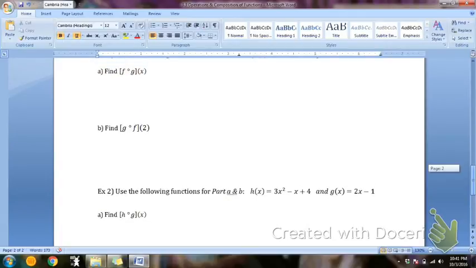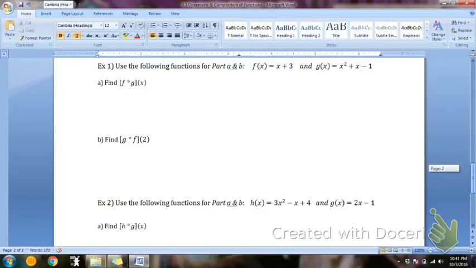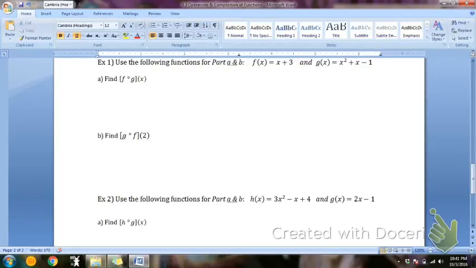So example B, I'm going to have to keep it here so I can see what the function is. Example B says start with the g of g function and then put f inside of it. But not only are you going to put f inside of it, but once you do that, then you're going to evaluate it for 2. So this is a little bit more complicated, so let's start with the g function first. So I have x squared plus x minus 1. So I have my g function.